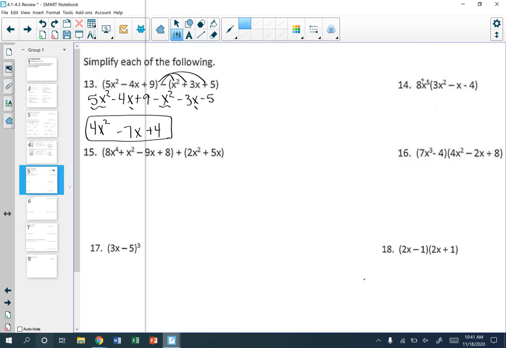Number 14, I'm going to distribute that 8x to the 5th. So 8x to the 5th times 3x to the 2nd. So I take 8 times 3, which is 24. And then x to the 5th times x squared is x to the 7th. Remember, when we're multiplying, we add those exponents. Okay, so here this is just -8x to the 6th. Again, this is x to the 1st, x to the 5th. Add the exponents. And then 8x to the 5th times -4 gives me -32x to the 5th.